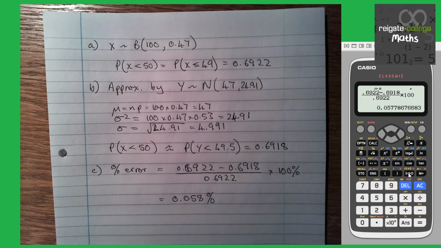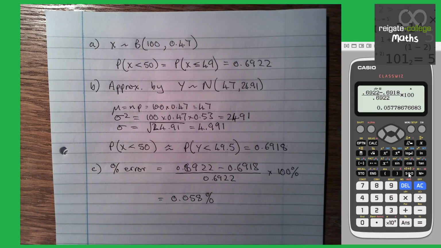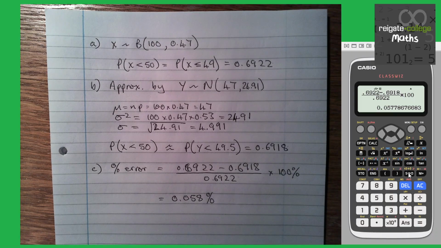So that's an example of approximating a binomial distribution by a normal distribution, and also finding the error between them and the percentage error. And that's the end of this video on the normal approximation.